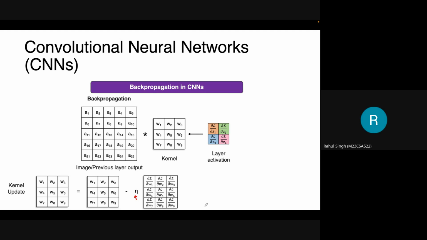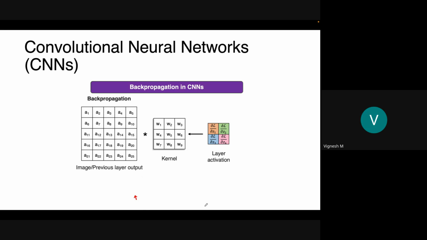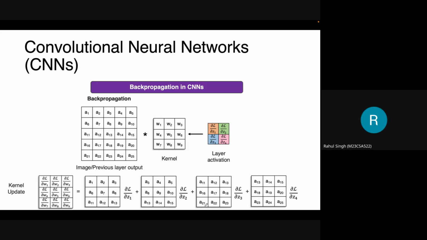Sir, the last iteration, this DL by DZ1. Yeah. This will be a single value, or it will be? I'm just getting confused. So it will be a single value because it is for a given Z1, right? It will be a single value. Okay. Yeah. So in a way, it will be convolved.